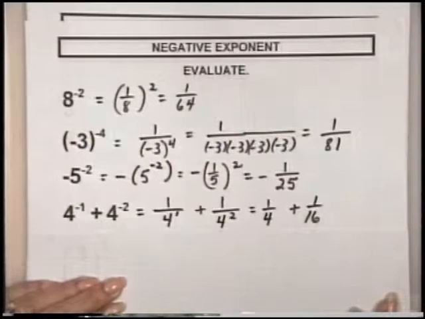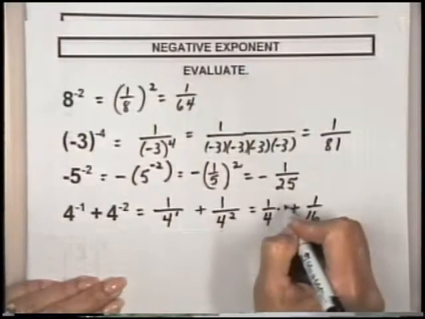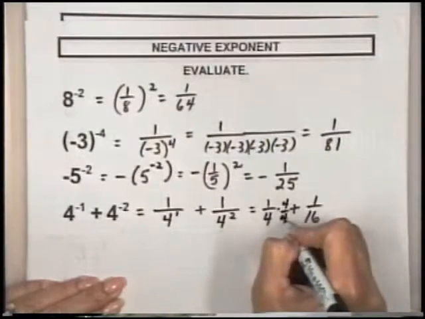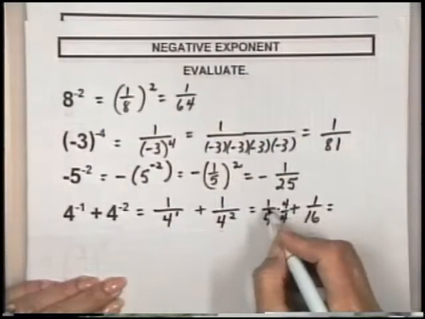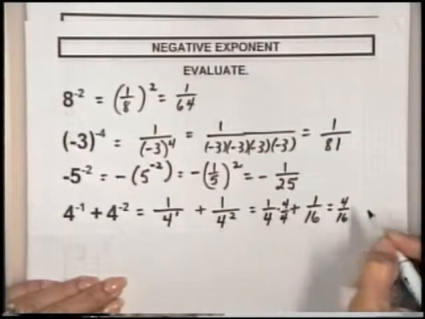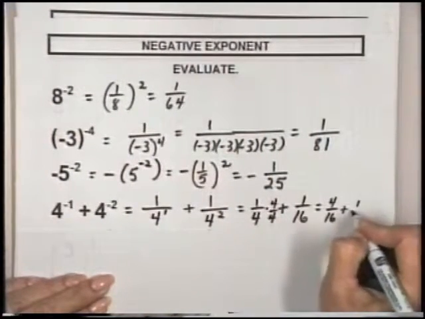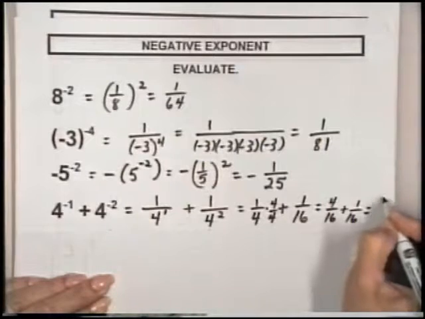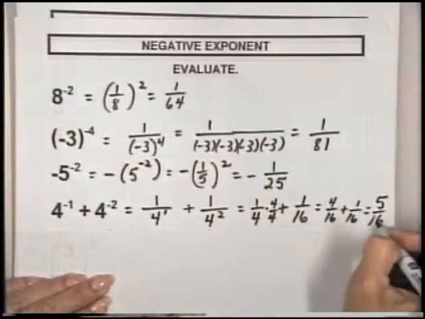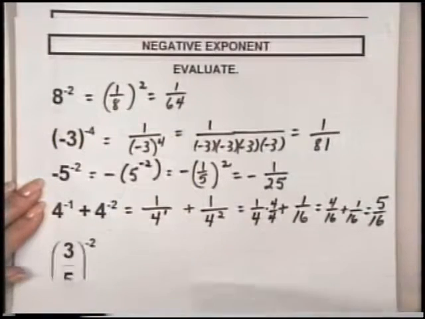Now I am adding fractions. I need an LCD. The LCD is 16, so I will multiply the 1/4 by 4 over 4. 1 times 4 will give me 4. 4 times 4 will give me 16. I am adding 4/16 to 1/16. The result is 5/16.